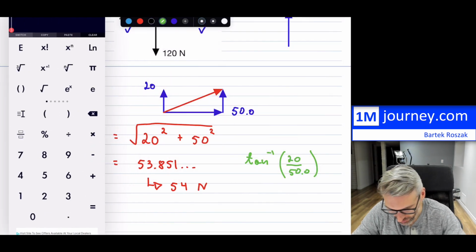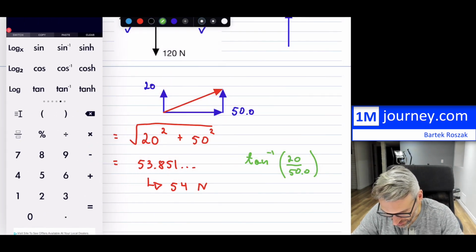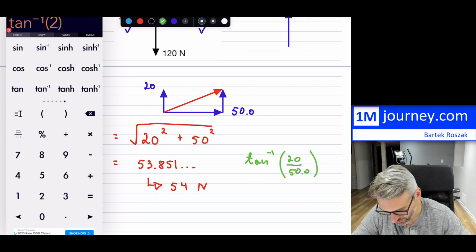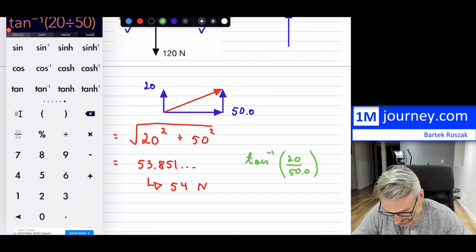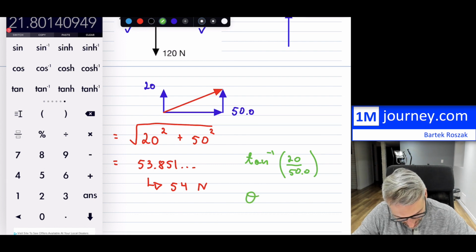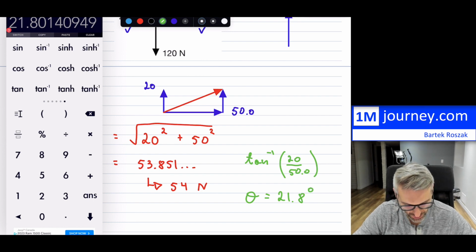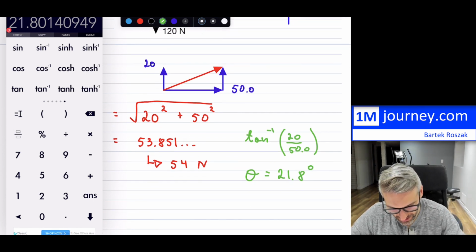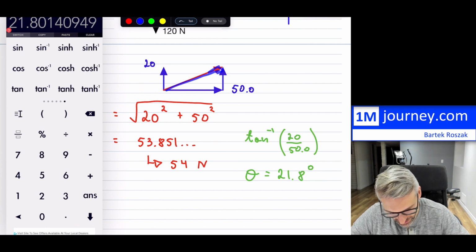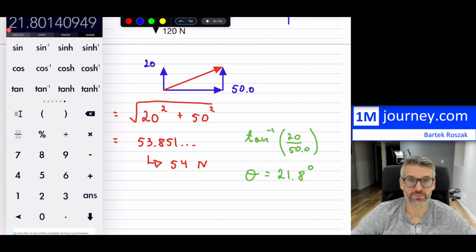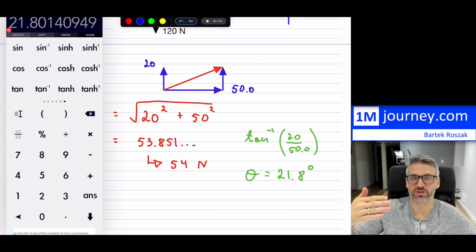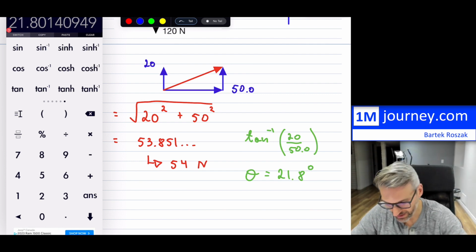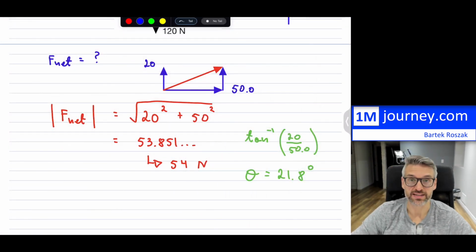That is just from trigonometry. So let's see what that angle would be. So tan inverse, this is 20 over 50, and that angle is approximately 21.8. I'm not going to round this. I'll just put degrees over here. What that is telling us is that this right here is 54 newtons, and the angle that it makes with the x is approximately 21.8 degrees. And that's your net force. It would be the combination of the magnitude and then the direction itself. And that's all that you would have for this example.